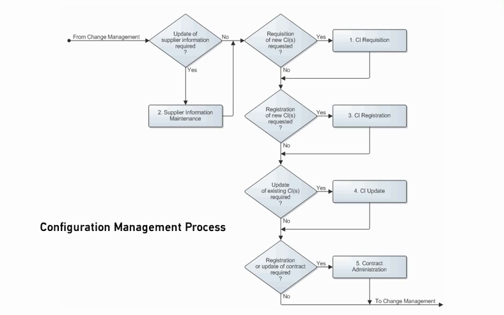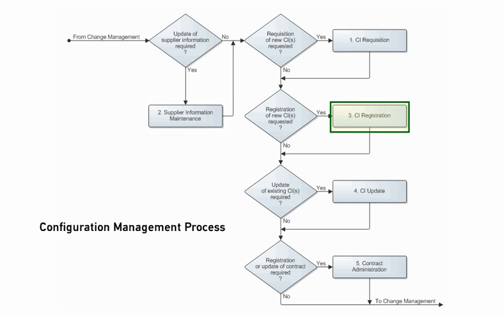Configuration management has 5 procedures. The first procedure is CI requisition. Configuration administrators, purchasing agents, and approvers use this procedure to order new configuration items, or CIs, that were approved by the change management process. The second procedure is supplier information maintenance. Configuration administrators use this procedure to register new suppliers and update information about suppliers that are already in the system.